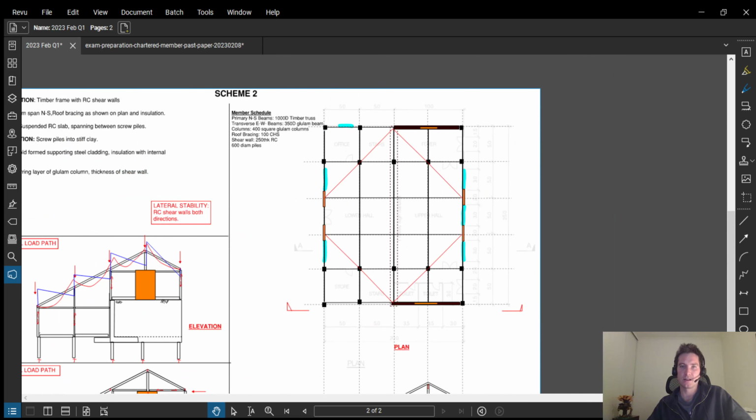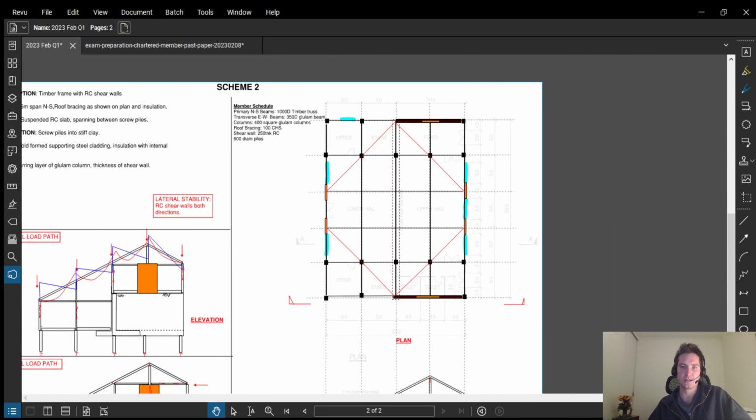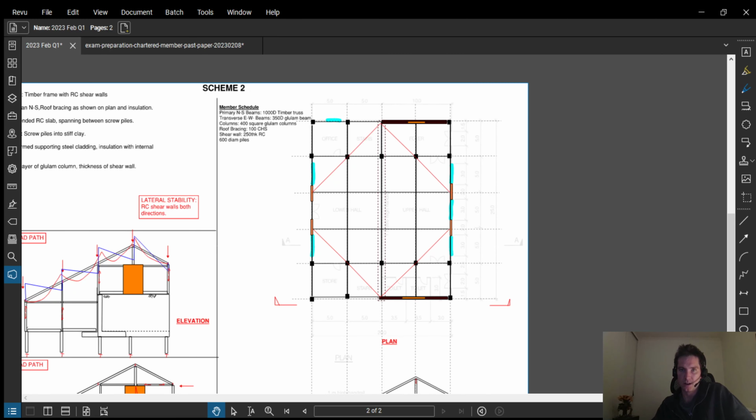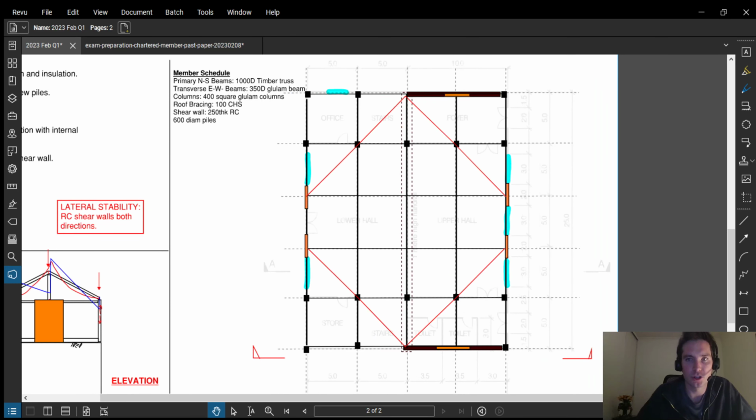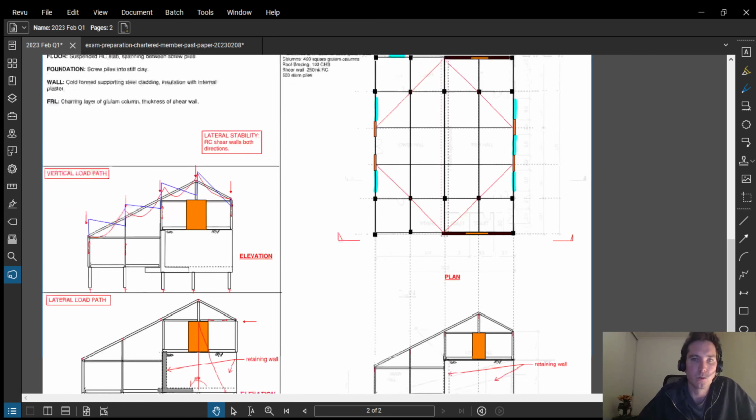In plan, this scheme is different. It's distinctly different to the first scheme, different members spanning different directions, different lateral stability systems, different floors, different foundations. And it's also viable. It's satisfying all of those client requirements. We're not putting columns in any of the areas that it's not allowed. We've kept access to all of the windows and the doors, etc. So I haven't got any commentary at the moment in terms of which scheme I would choose.